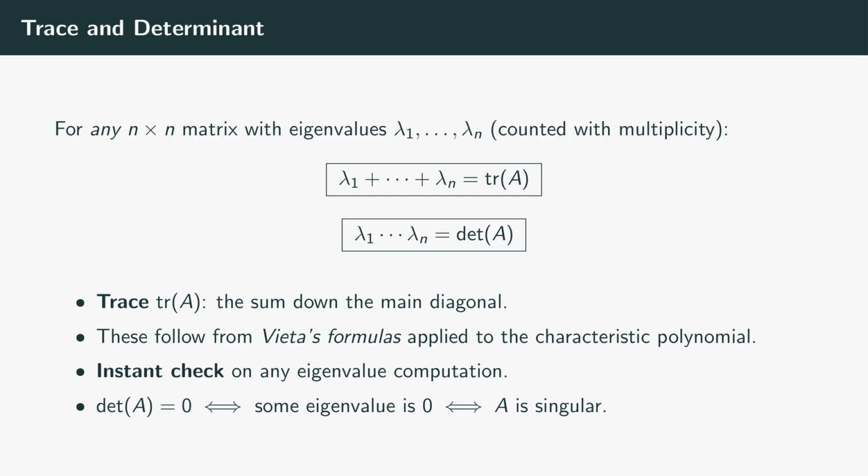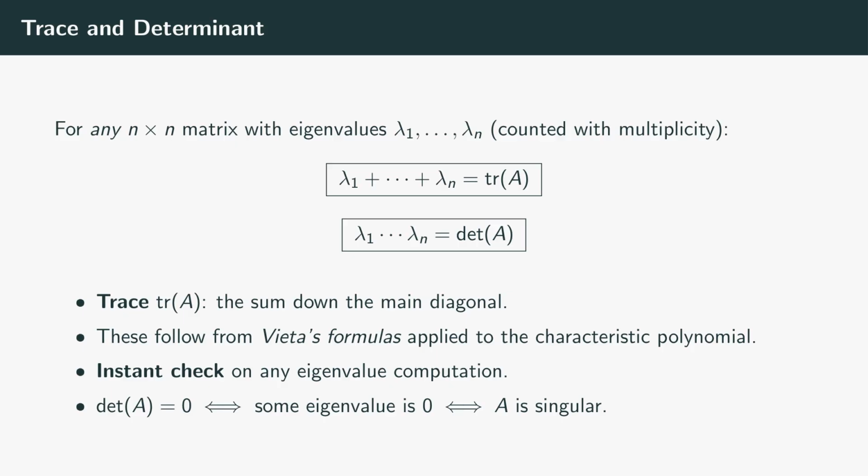These come from Vieta's formulas. The classical relations between the roots of a polynomial and its coefficients apply to the characteristic polynomial. Why should you care? Two reasons. First, they give you an instant, free check on any eigenvalue computation. Add your eigenvalues and confirm you get the trace, multiply them and confirm you get the determinant. If either fails, you made an arithmetic slip.